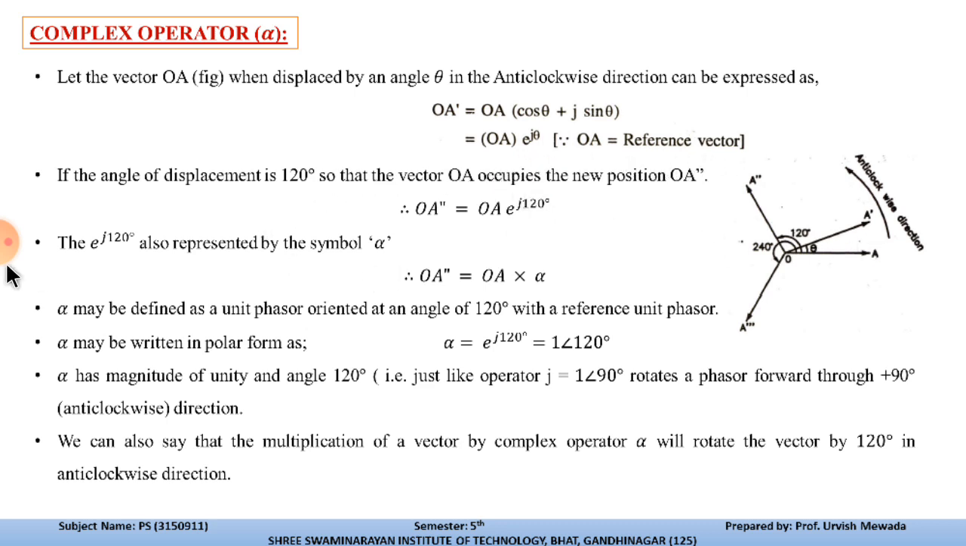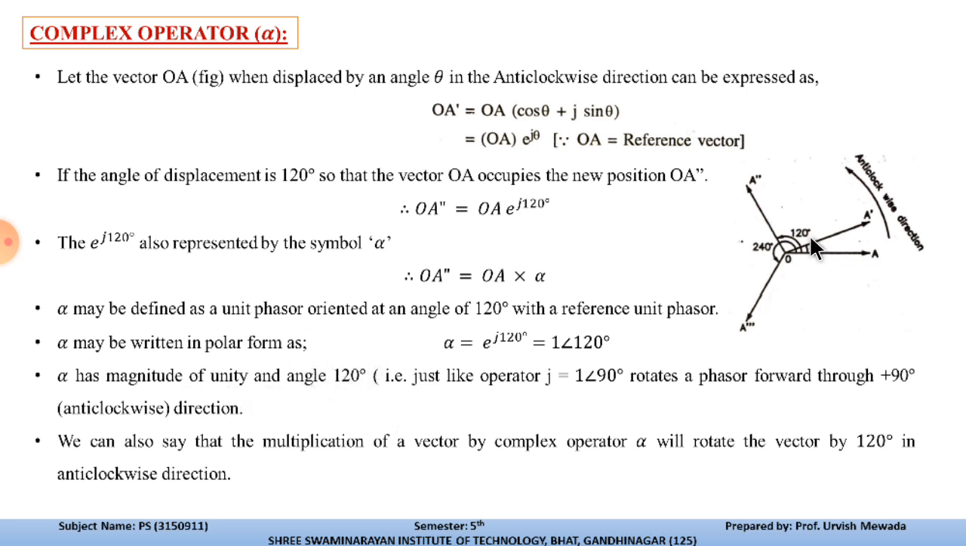And if e raised to j120 is also represented by alpha, then OA double dash is equal to OA into alpha. Now alpha may be defined as the unit phasor which is oriented at an angle of 120 degrees with reference to the unit phasor. So alpha can be written in polar form as 1 at angle 120: alpha has a magnitude of unity and an angle of 120.